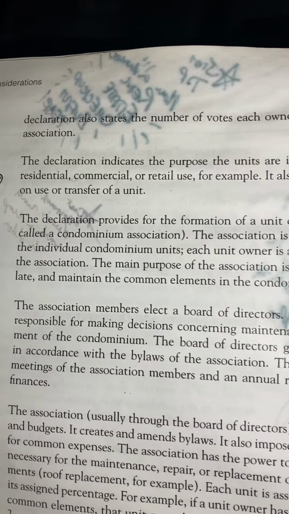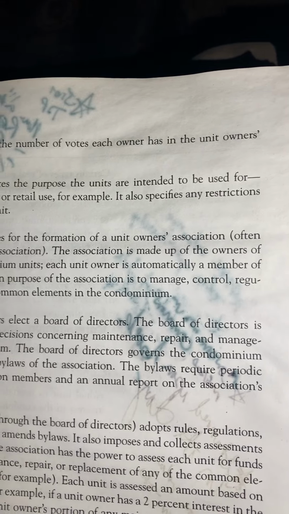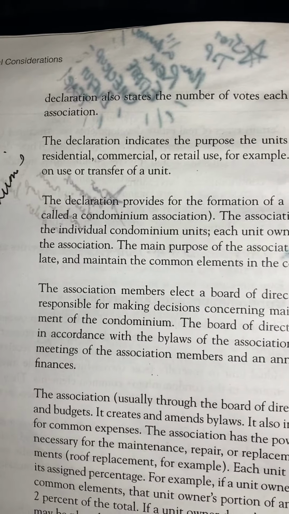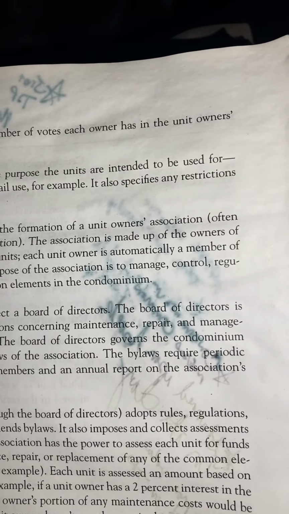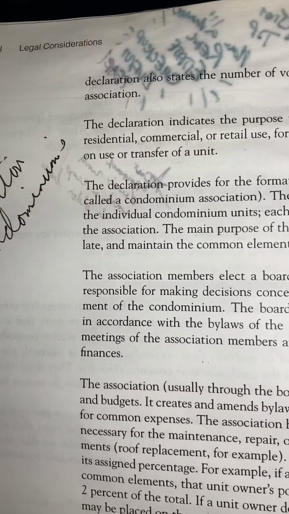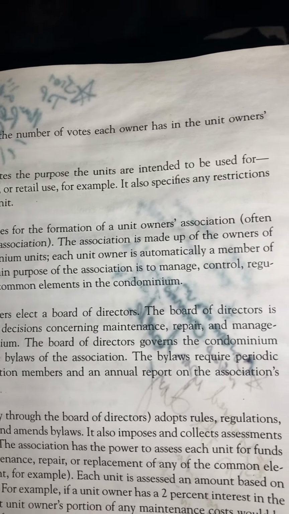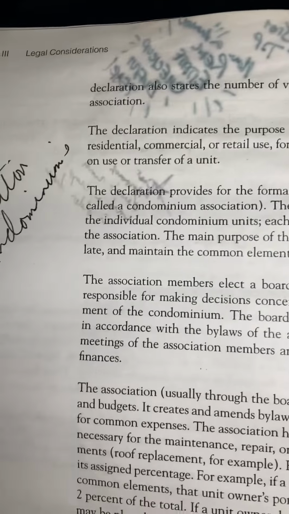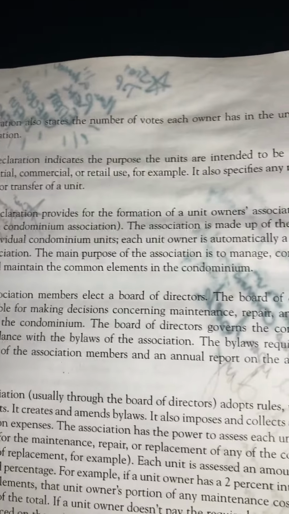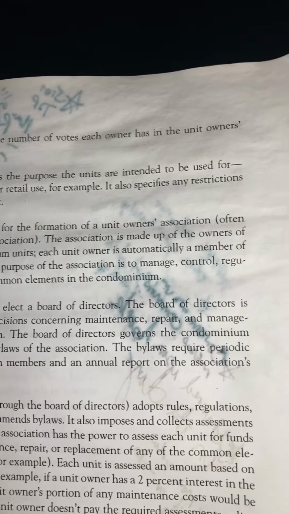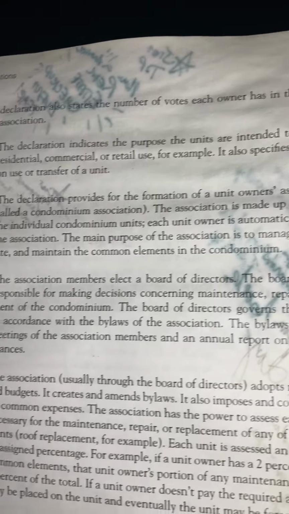The declaration provides for the formation of a unit owners association, often called a condominium association. The association is made up of the owners of the individual condominium units. Each unit owner is automatically a member of the association. The main purpose of the association is to manage, control, regulate, and maintain the common elements in the condominium.